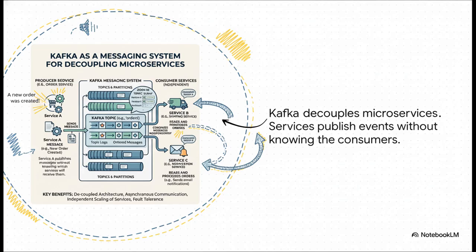So in this picture, you've got an order service. When a new order comes in, it doesn't call the shipping service directly. No way. It just publishes an event like order #123 created to a Kafka topic. Then any other service that cares, like the shipping service or the notification service, can subscribe to that topic and react. The order service has no idea they even exist. That's that beautiful decoupling we talked about, and it makes your whole system way more robust.